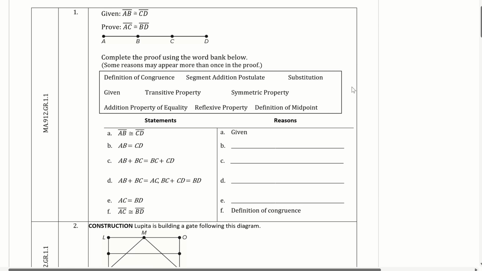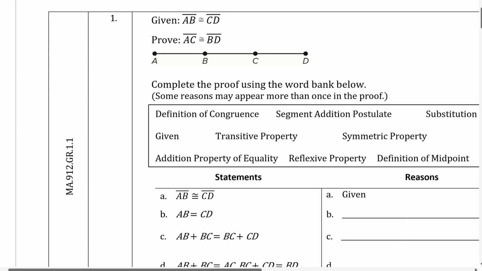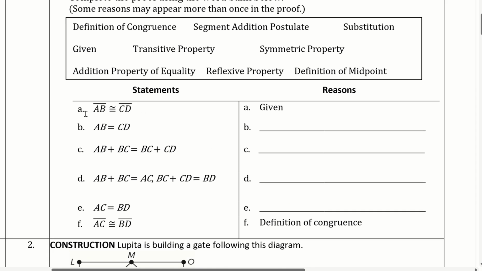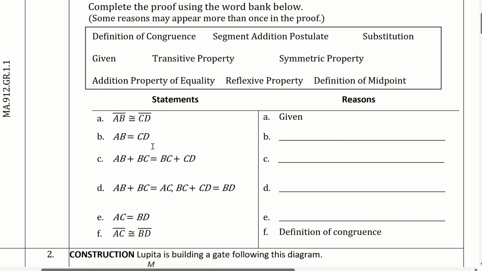So for number 1, it says given AB is congruent to CD, prove that AC is congruent to BD. And so you got a word bank here. So here AB is congruent to CD, that's a given. And then remember, when you see this, you're going from this congruent symbol to the equal symbol, right? When you see that, that's going to be definition of congruence. Anytime you go from the squiggly to the equals or from the equals to the squiggly, it's going to be definition of congruence. So here we have definition of congruence.